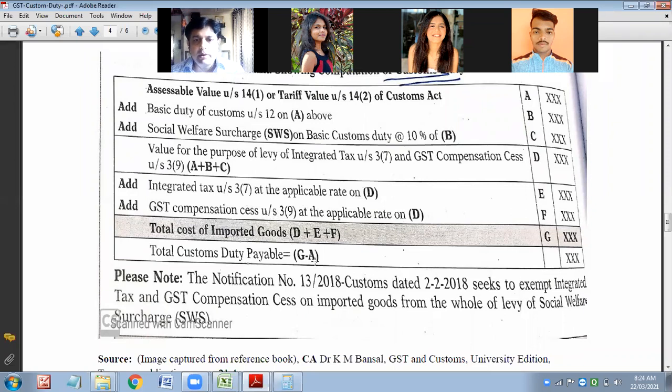These are part and parcel of custom duty only. They are also part and parcel of custom duty. These are the latest amendments. So please keep in mind, in your exam these amendments will be applicable, which are there from last year.